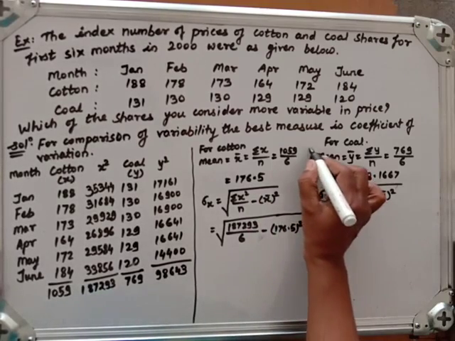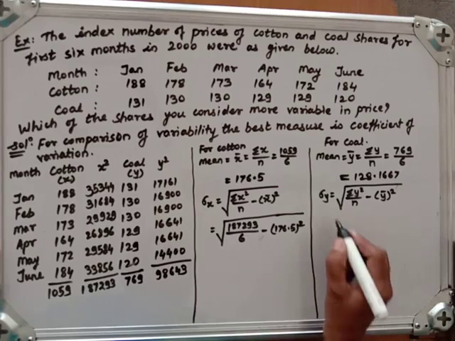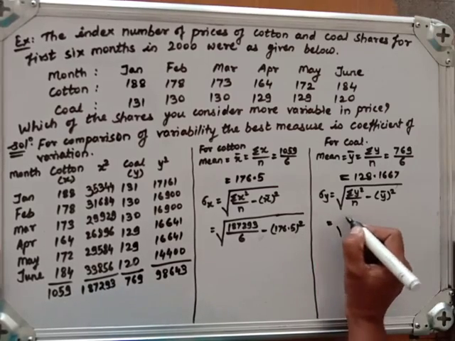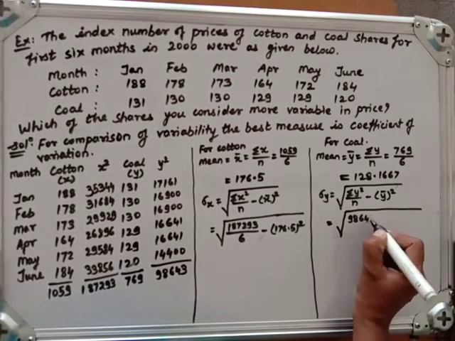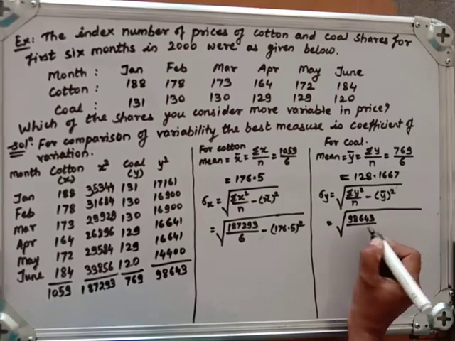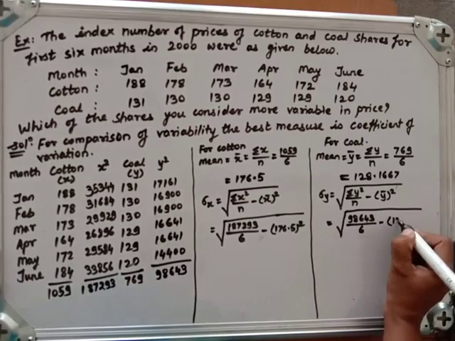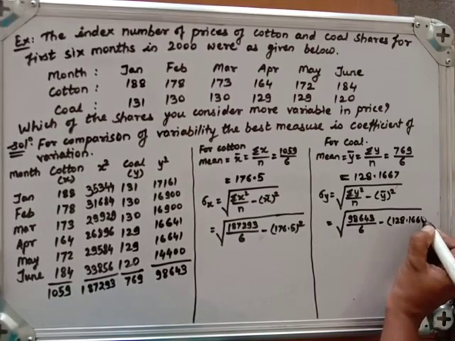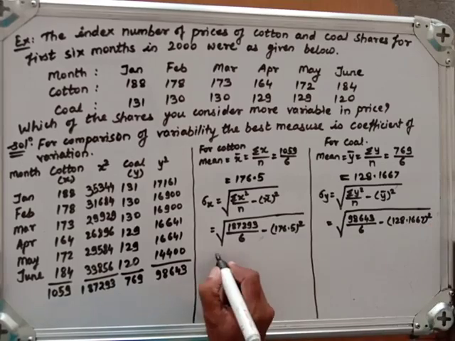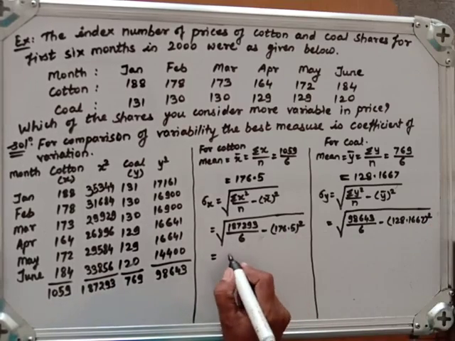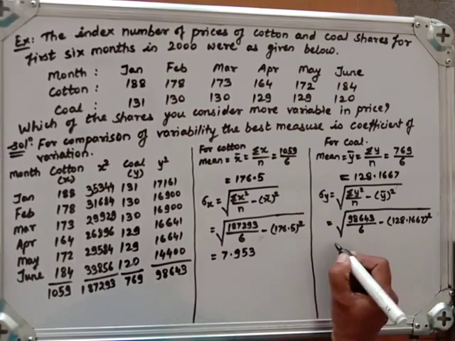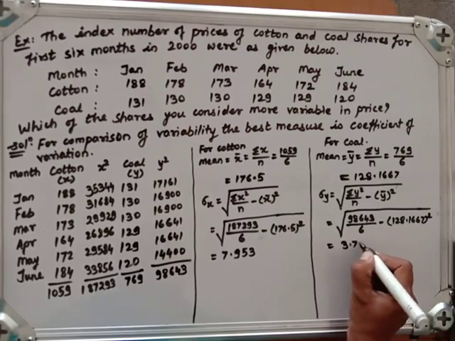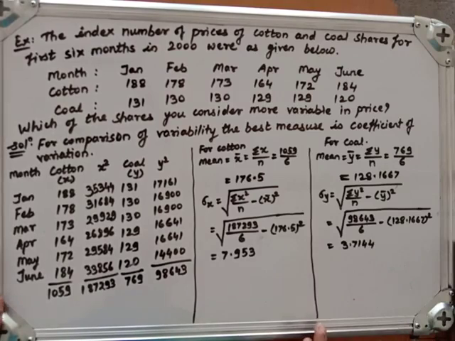Again, here it will be the square root of 98,643 upon 6 minus 128.1667 its square. After simplifying, we get the square root as 7.953 here, and 3.7144 here. Okay, now let us see what the CV is.